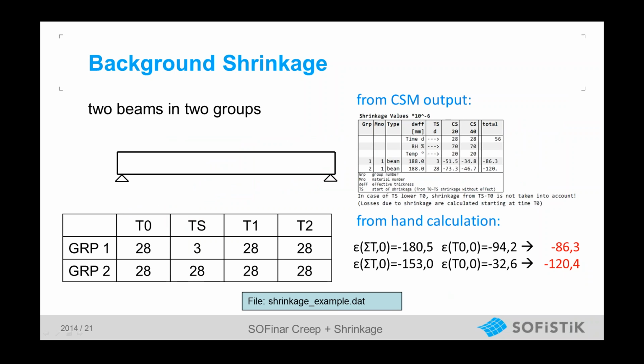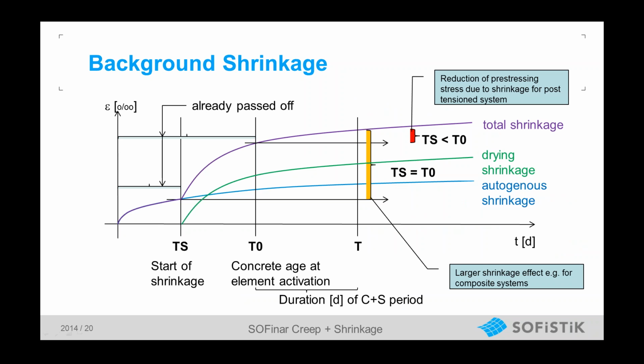In the second group of elements, the total shrinkage effect, if you do a hand calculation, is smaller than the first one. But based on the fact that TS equals T0, the effect we're taking into account is larger than in group number 1. It's a little bit complex to understand. I think you have to think about it later on. You will have the examples here. I just want to point out this effect.